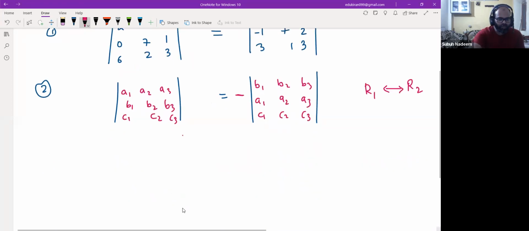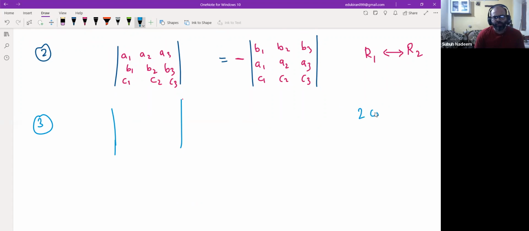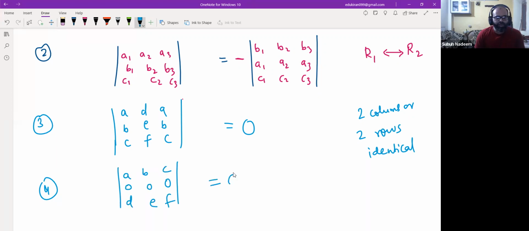Similarly, the third property says that if you have two columns or two rows identical, then the value of the determinant is 0. So I'm taking here two columns identical, so the determinant value will be 0. Another property says that if any row has all the entries as 0 or any column has all the entries as 0, then also the value of the determinant is 0.